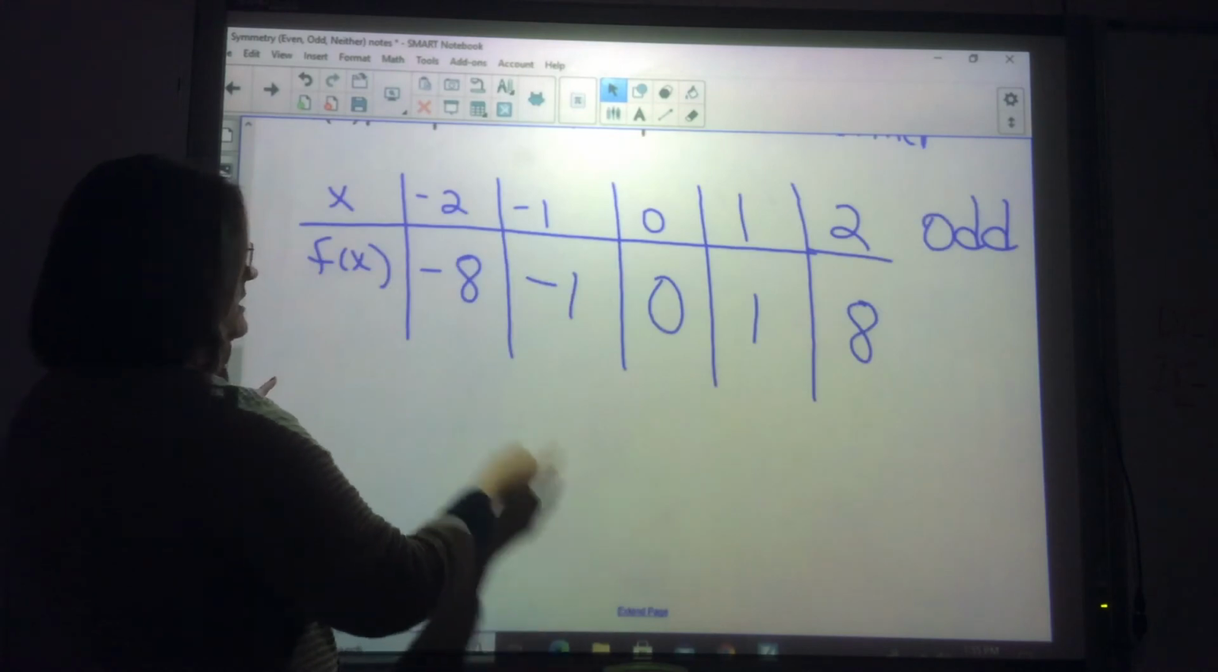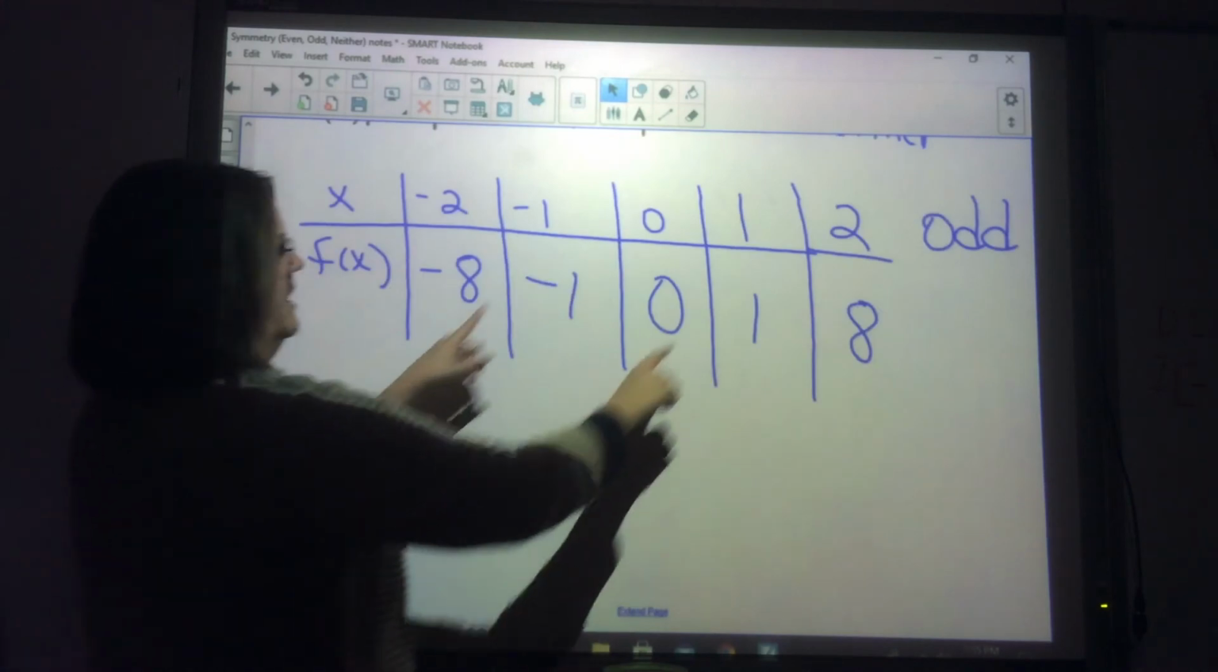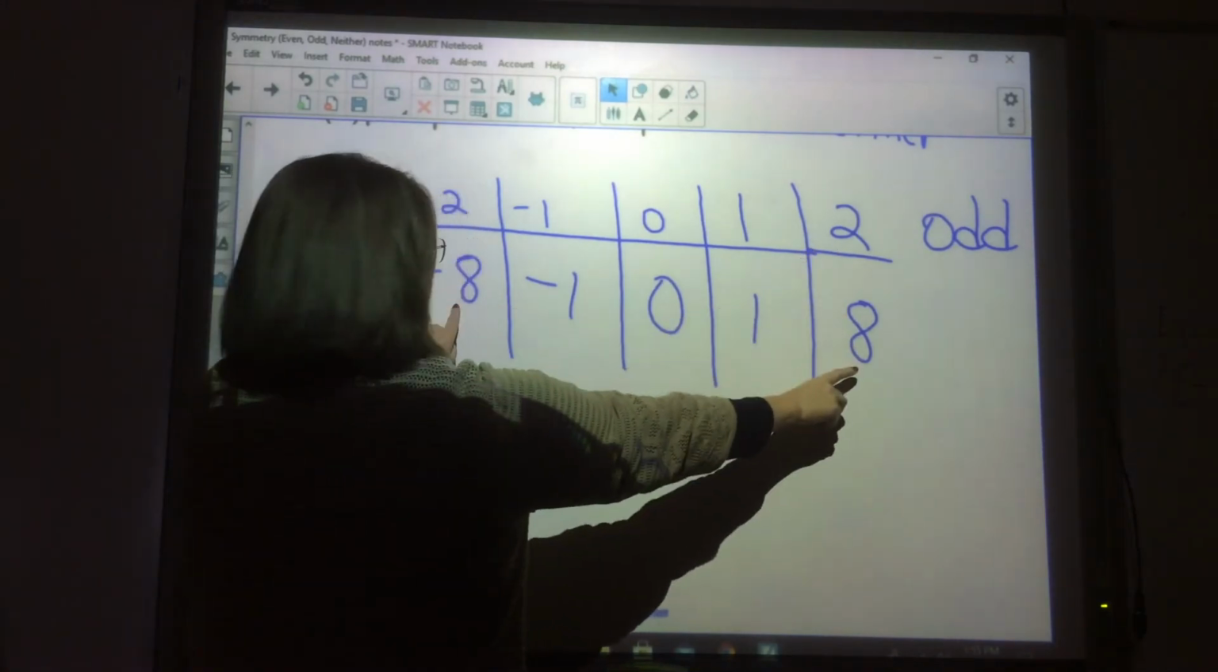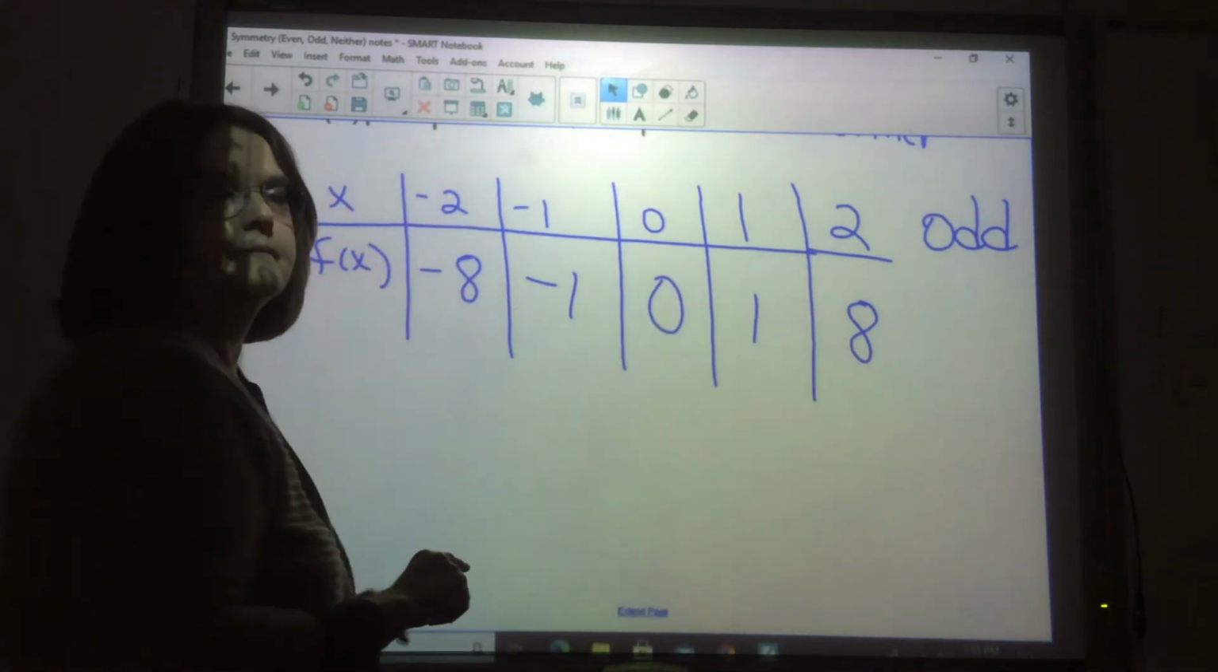Come on down and look at this one. This is an example of an odd one. Opposite x values, opposite y values. It's odd. Thank you.